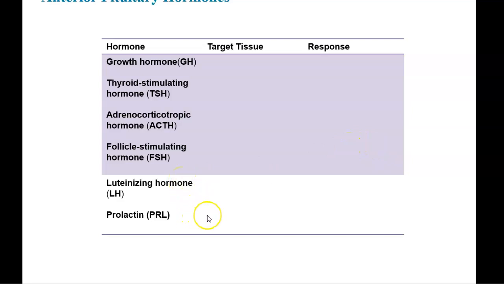For prolactin, the target tissue would be the breast secretory tissue, and that's going to promote lactation, so the production of milk. Oxytocin, that was involved in milk ejection. This one is involved in milk production.